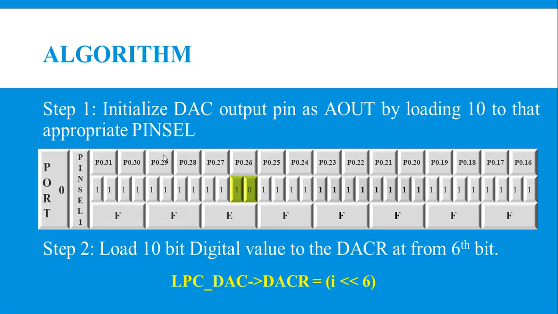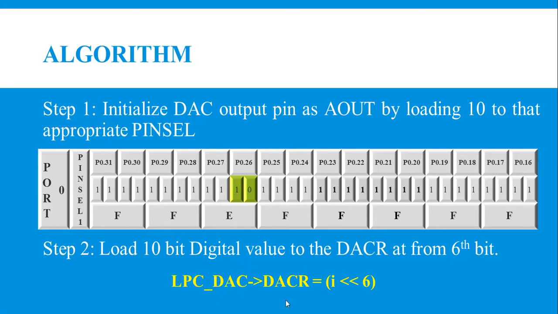In the second step, whatever digital value you have to convert into a corresponding analog value should be placed in the DAC register from the 6th bit position. Since bits 0 to 5 of the DAC register are reserved for some other purpose, bits 6 to 15 of the DAC register are used as the place where the value is stored. So you have to store that value from the 6th bit position.